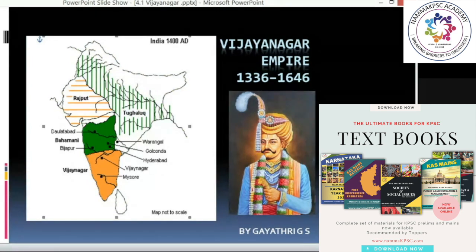After the Bahamani disintegration happens, this entire Bahamani kingdom will be broken into 5 different small principalities. They are called the Deccan Sultanates. One will be Ahmednagar and another will be Berar, then comes Bidar, then comes Golconda, and lastly it is Bijapur. So this Bahamani kingdom disintegrates into 5 smaller sultanates.